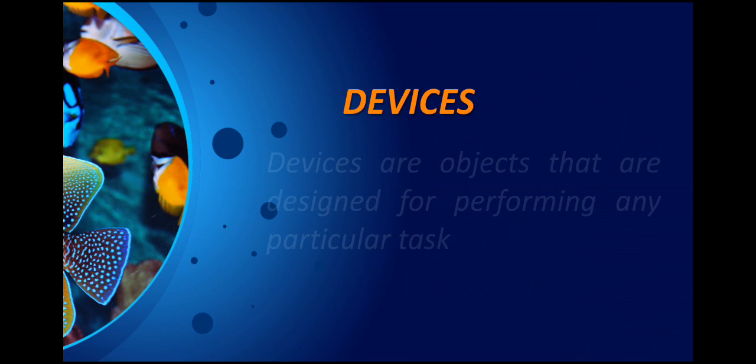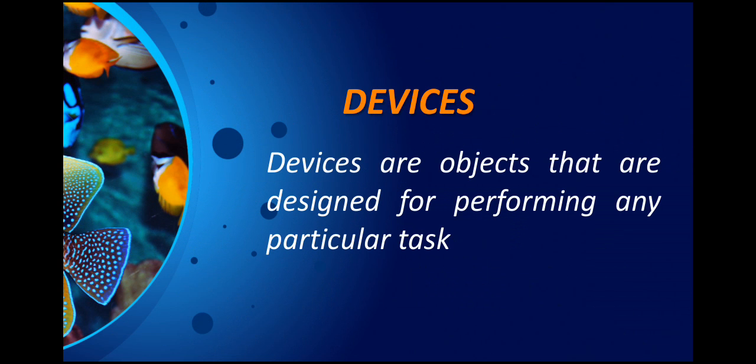First we will discuss what devices are. Devices are the objects that are designed for performing any particular task. Yes, all the devices that you see in the previous list of content are designed for different particular tasks. For example, keyboard is designed for typing, and mouse is designed for clicking and selecting options, and microphone is used for recording sounds, and other devices also have other jobs to do.